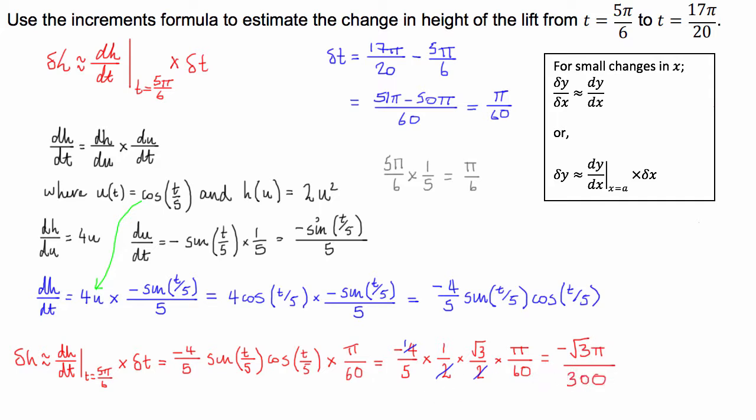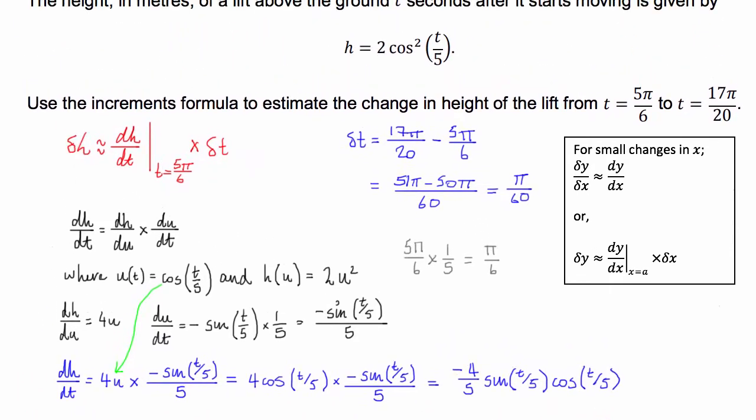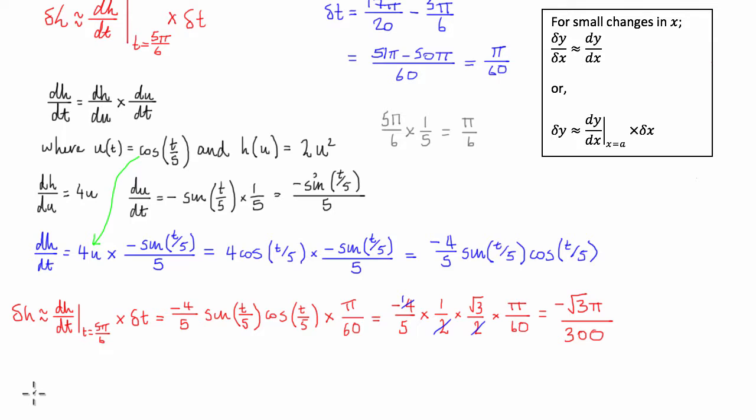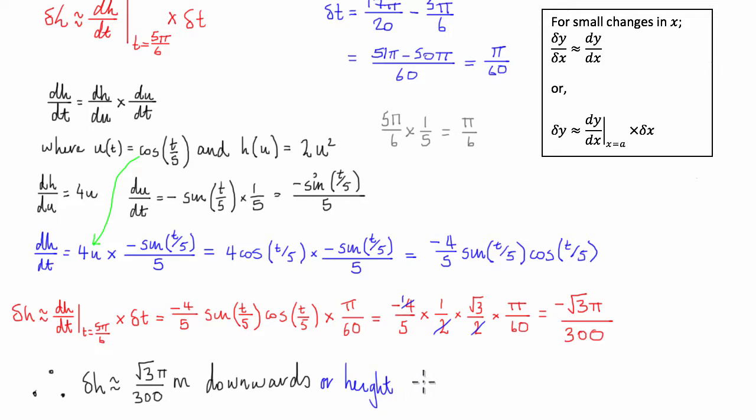And what we do is quickly scan back to the top, and we find that the height is in meters. So we can say at the end that therefore the incremental change in height will be approximately root 3 pi over 300 meters downwards because of the negative sign out the front. Or we could say height decreases by square root 3 pi over 300 meters.